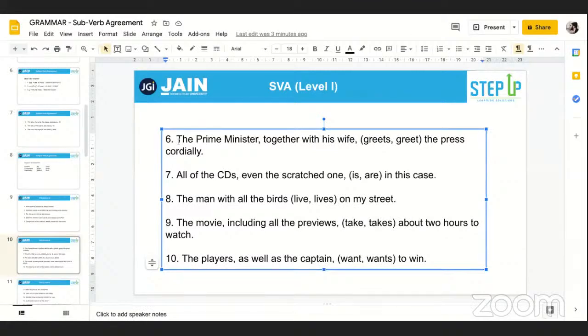So here, will the subject be Prime Minister or Prime Minister and his wife? Which one? Prime Minister and his wife. Great. Prime Minister, sir, is the subject? Guys, I need you to answer. It would be Prime Minister and his wife because of the way there are two subjects, and the main subject is his wife, only wife.